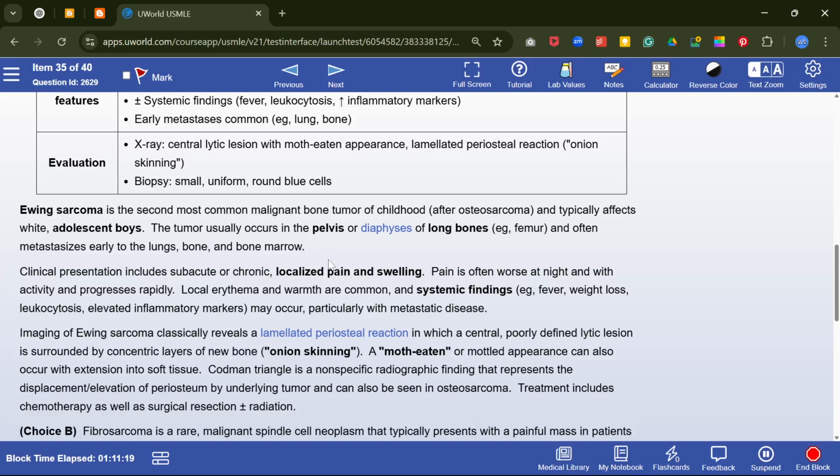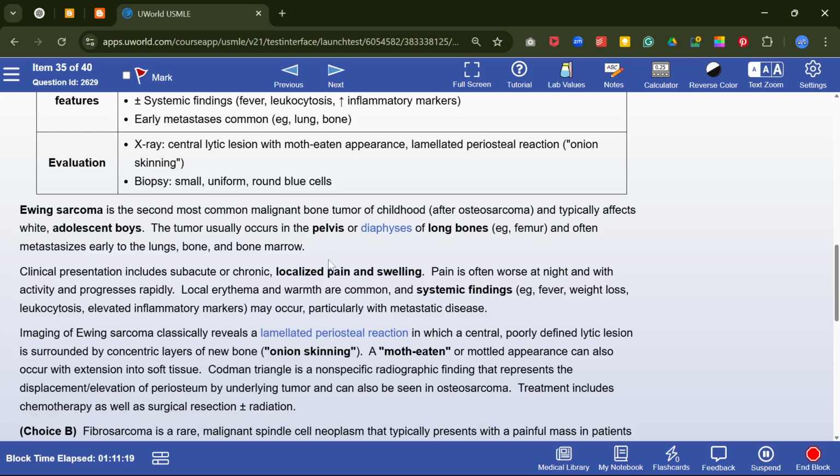Fever, weight loss, leukocytosis, and elevated inflammatory markers may occur, particularly with metastatic disease. Imaging of Ewing sarcoma classically reveals a lamellated periosteal reaction in which a central poorly defined lytic lesion is surrounded by a concentric layer of new bone, called onion skinning. A moth-eaten or mottled appearance can occur with extension into the soft tissue.